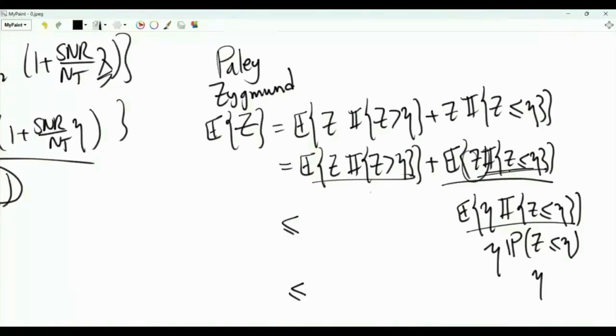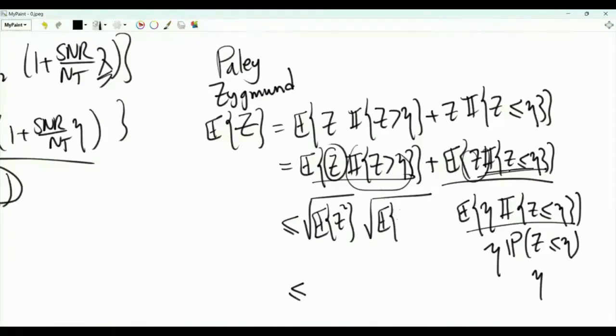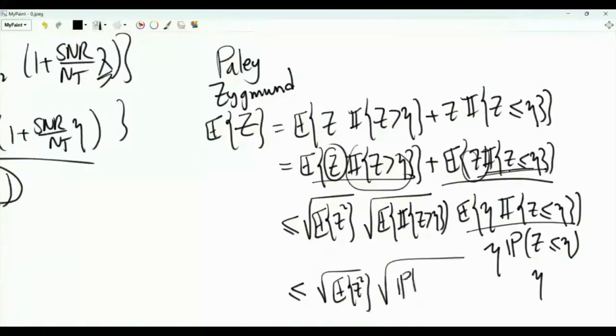What about this? For this guy, we can apply the Cauchy-Schwarz inequality. This is the expectation of the product of two random variables. Z is one random variable and the indicator is another random variable. This is less than or equal to the square root of the expectation of Z squared times the square root of the expectation of the indicator squared. The indicator is 0, 1. And so the square of the indicator is itself. Here under the square root, we have the second moment of this positive random variable Z. And here we have the expectation of the indicator, which is the probability that Z is strictly greater than eta.